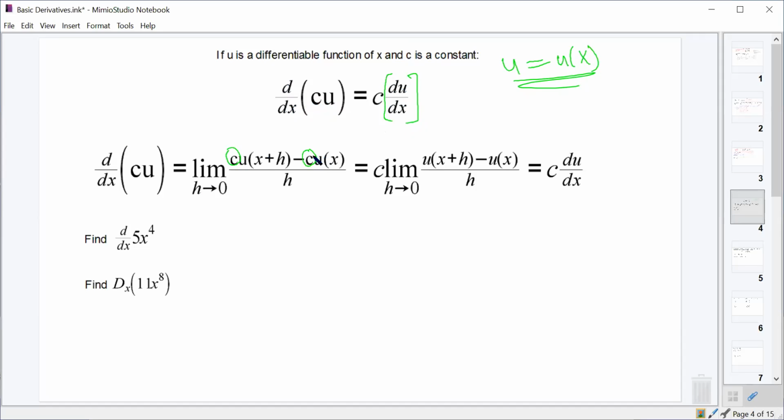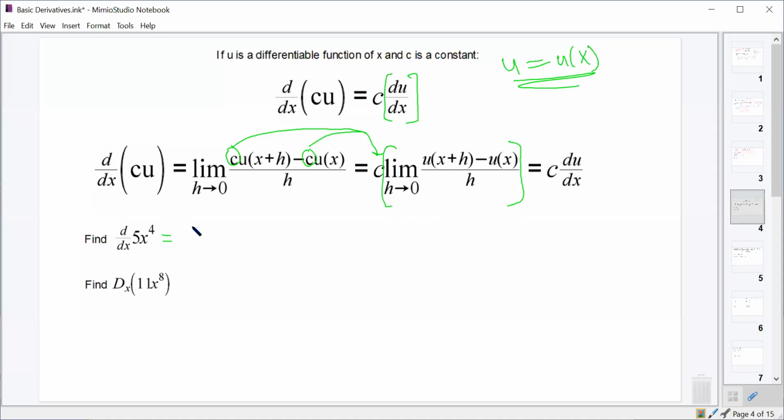If we wrote it out using the long form, the derivative of a constant times the function u of x is the limit as h approaches 0 of the constant times u of x plus h minus the constant times u of x over h. And those constants can come out and be a constant out in front of the limit. Then we just have this limit that we know to be the derivative of u of x. It's the constant times du dx. Good or no? Yeah, good.